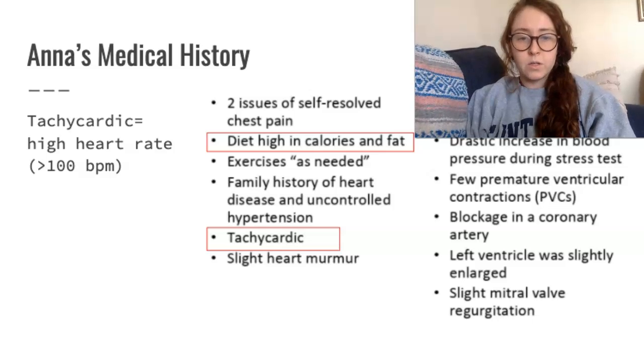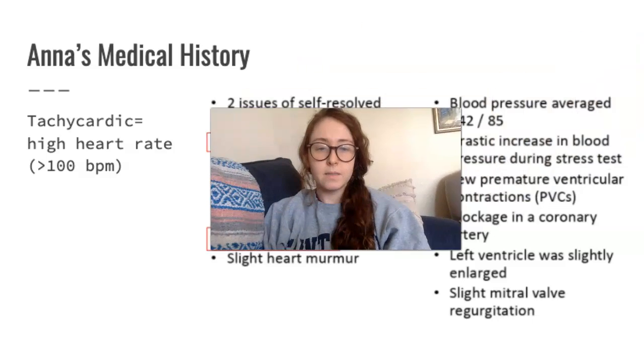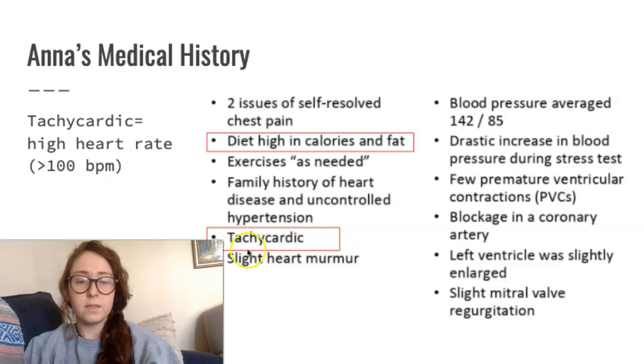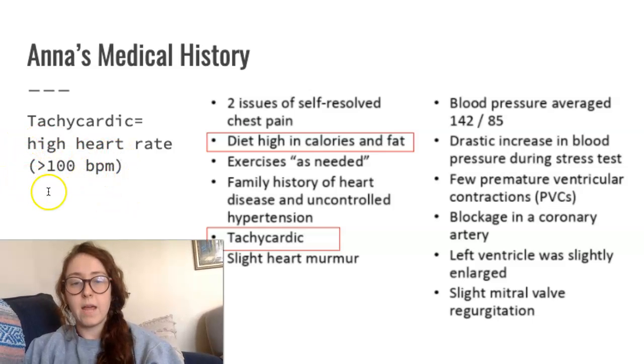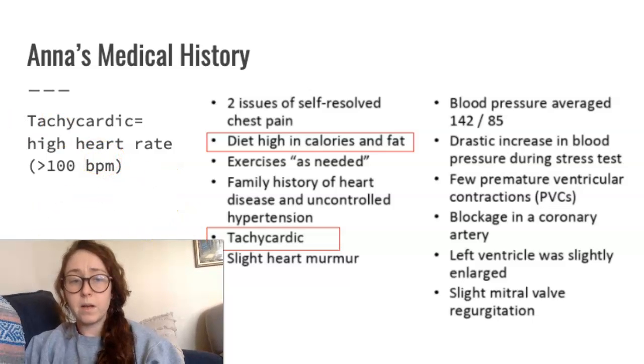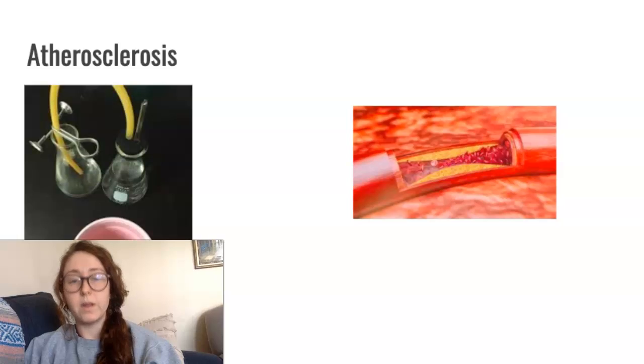Okay, so when we look back at Anna's medical history, you're going to see that it also lists that she has tachycardia. So tachycardia just means an elevated heart rate, so anything over 100 beats per minute. For an adult, it should be around 80 beats per minute. Reasons for an elevated heart rate might be because of that restricted blood flow. So again, that's pointing us towards the idea that she could be at risk of atherosclerosis.